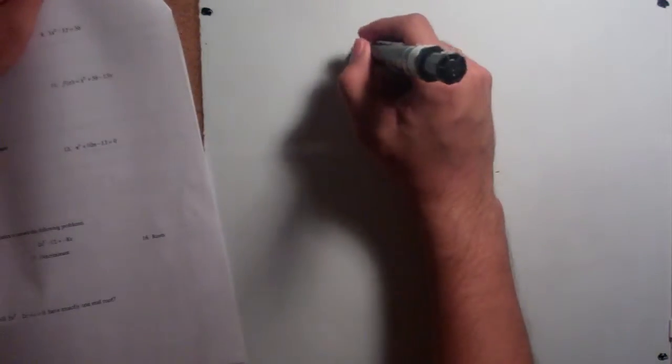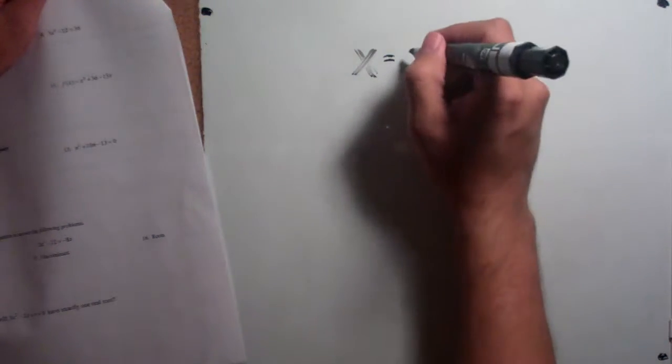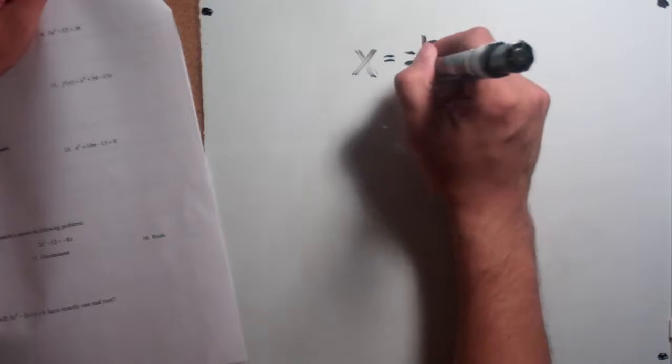All right, for the quadratic formula for number 14, we're starting out finding the vertex. The vertex is a coordinate that is the turning point of the parabola. It is x equal to negative b over 2a.